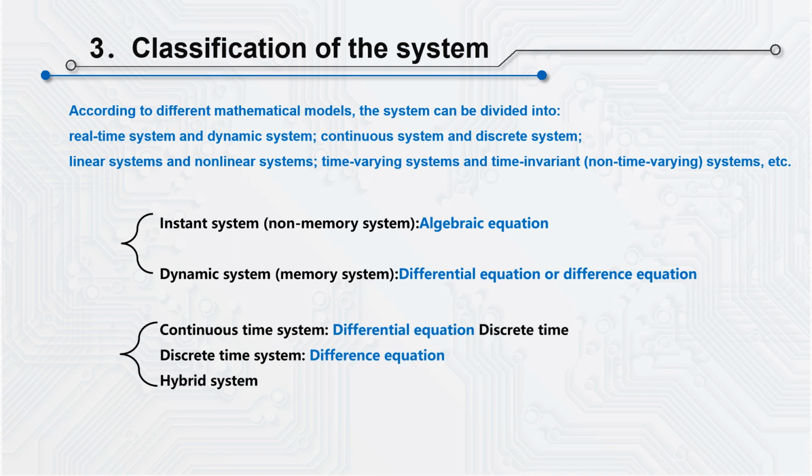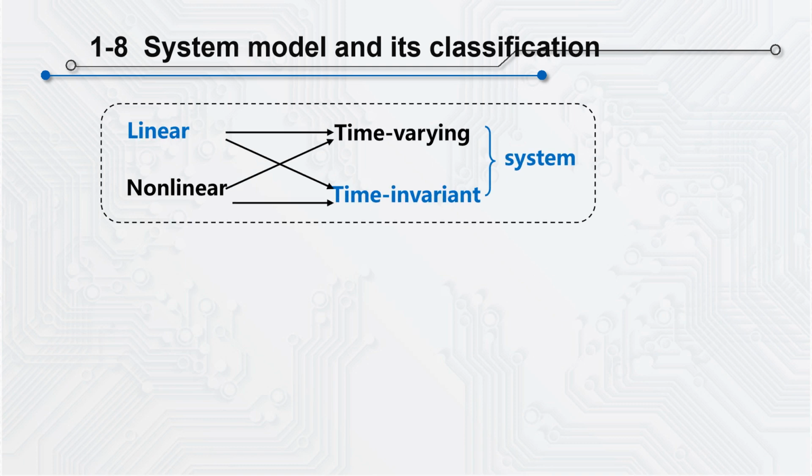Continuous time system is described by differential equation. Discrete system is described by difference equation. Most systems in the engineering are composed of different systems, so they are all hybrid systems. According to the previous analysis, there are the following classifications of system: linear time varying system, linear time invariant system, non-linear time varying system, and non-linear time invariant system.